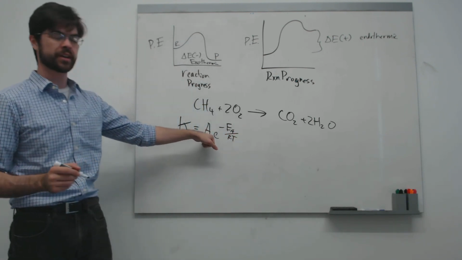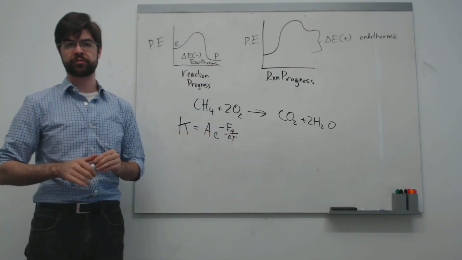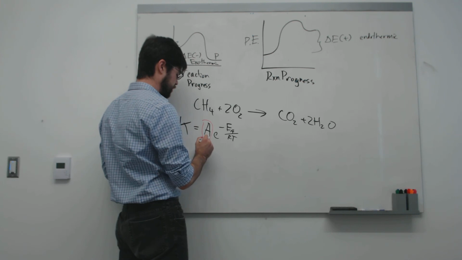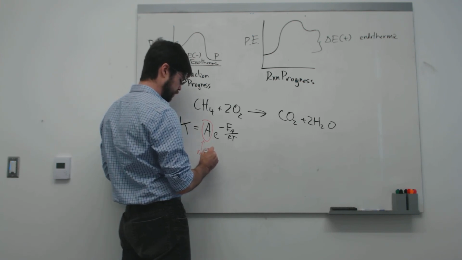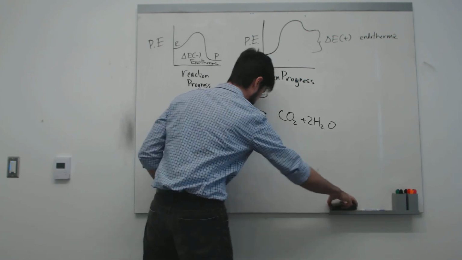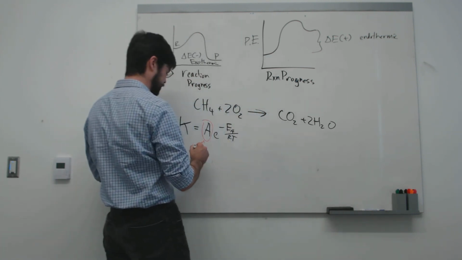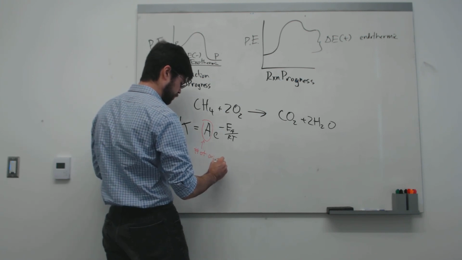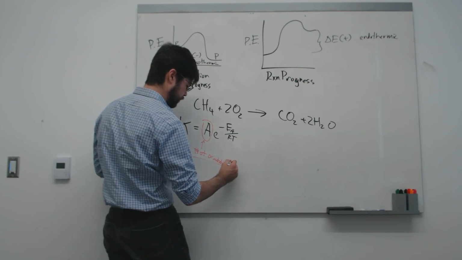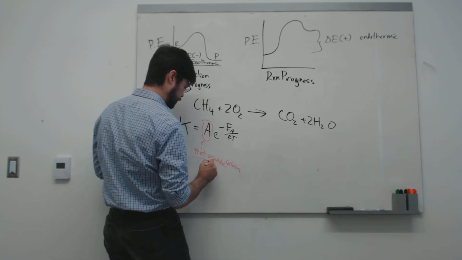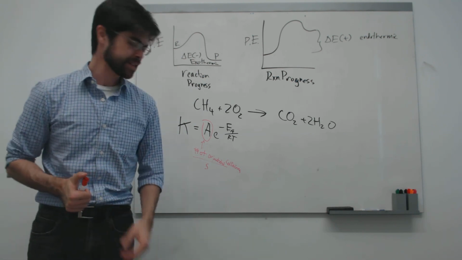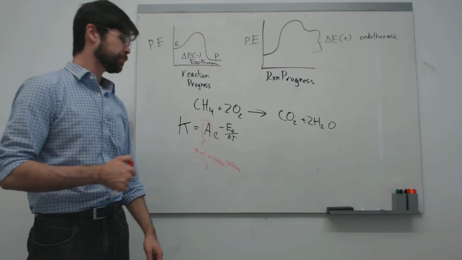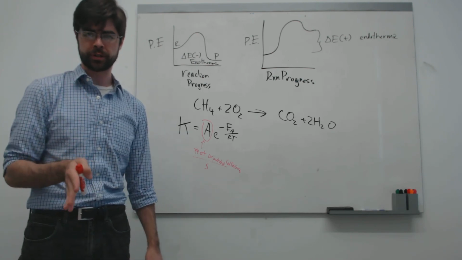I spent some time in the lecture talking about this first term, the pre-exponential factor, trying to explain what it is. And essentially, it does represent the number of properly oriented collisions per second. That's just what it is. Why do we care about that? Usually we really don't.